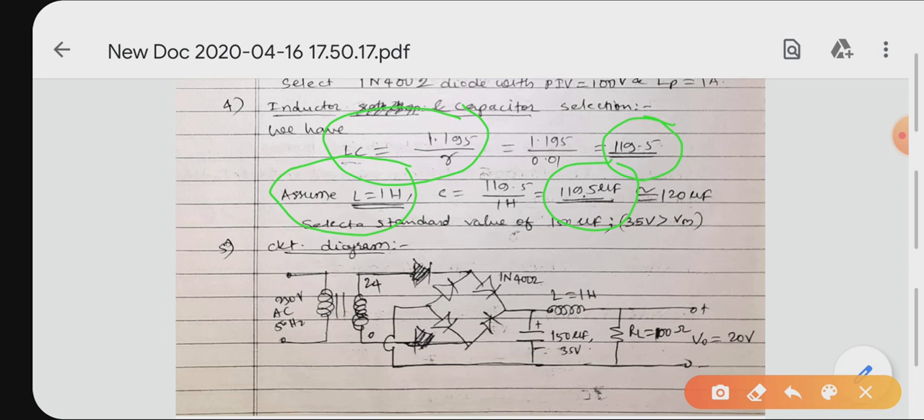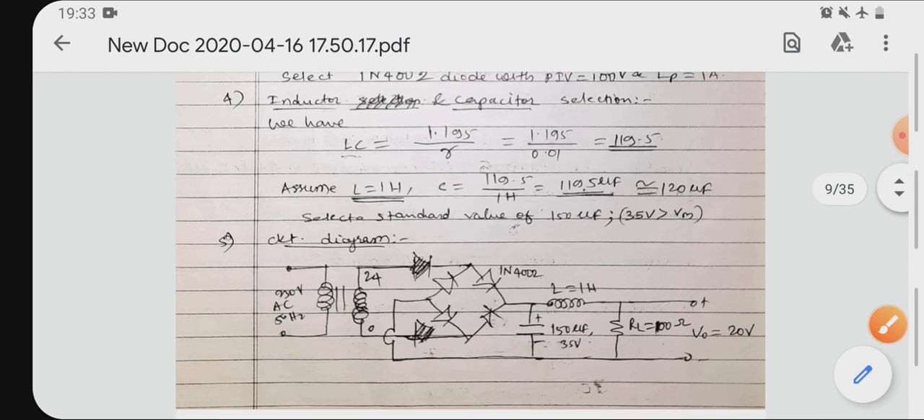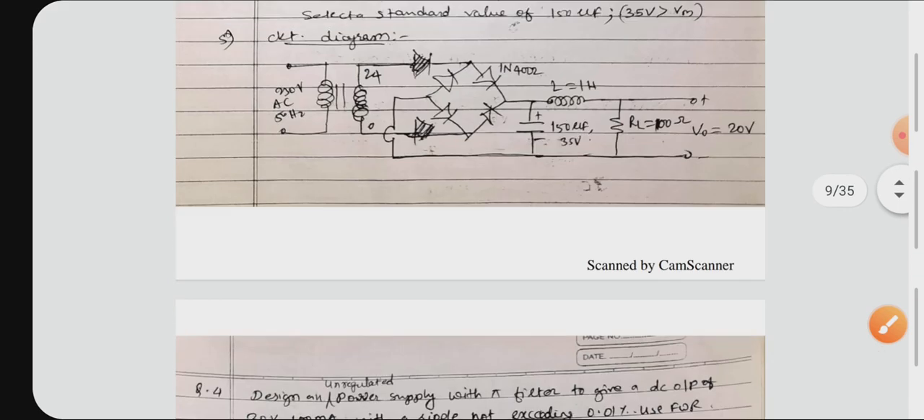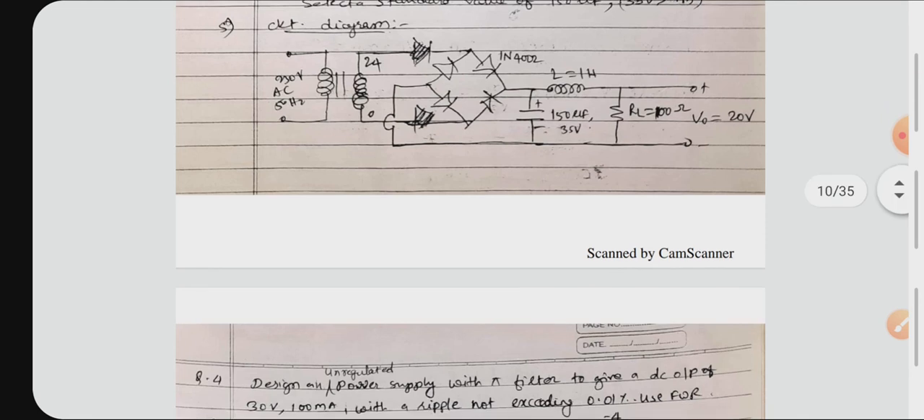Whatever value comes, that will be in microfarad. Keep in mind that this is very important. Select standard value. You can round up its value to its standard value. The standard values may be mentioned in your question paper. Okay, so this question can be asked for 7 marks. This is the problem of unregulated power supply. Moving further, don't forget to draw the circuit diagram with bridge rectifier, capacitor, inductor and load resistor.